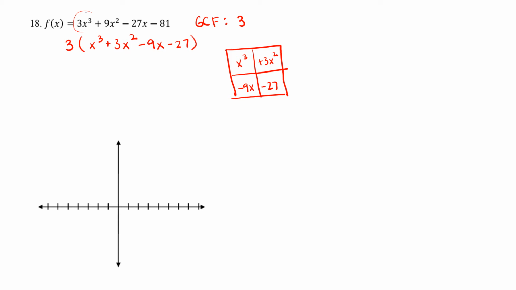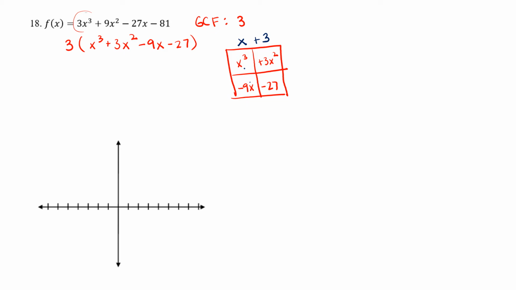To finish off the area model, you're doing the greatest common factor of each column and each row. X cubed and 9x have an x in common. 3x squared and negative 27 have a positive 3 in common. Again, if you need some help with the area model, make sure you let me know so I can work with you a little bit more. I'm going to go through this faster because we've done it a few times here.